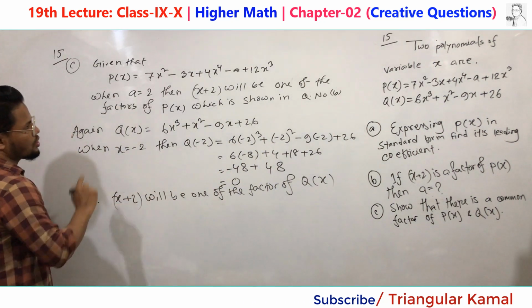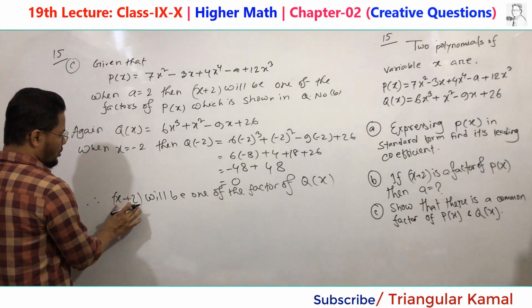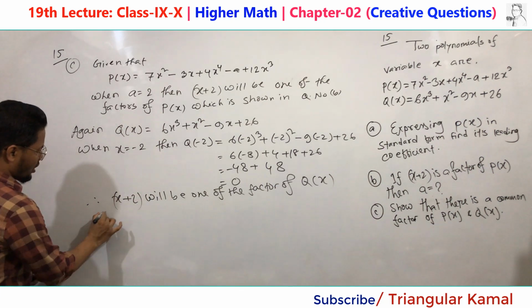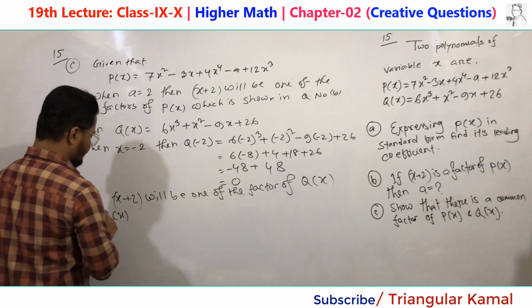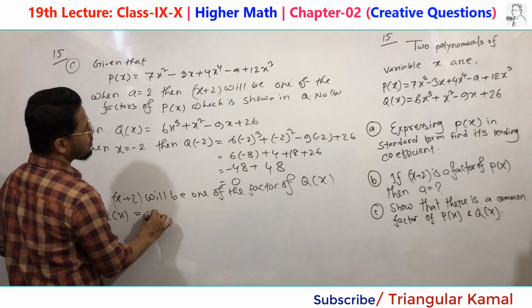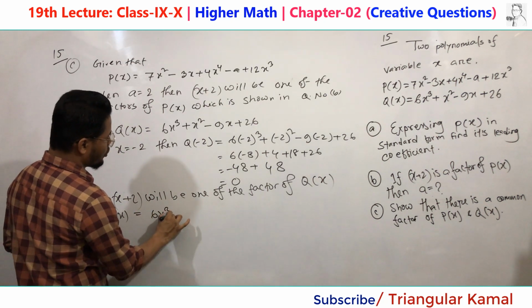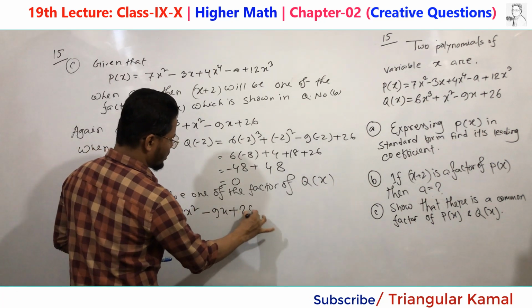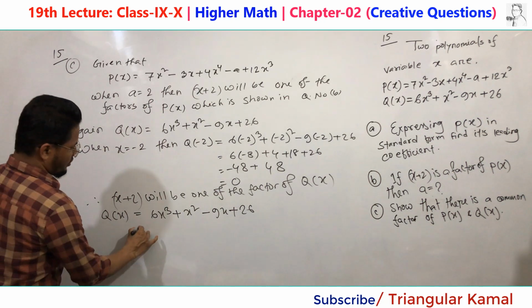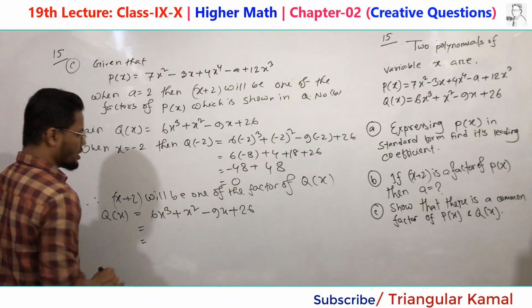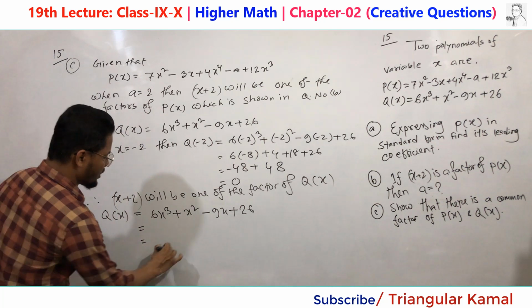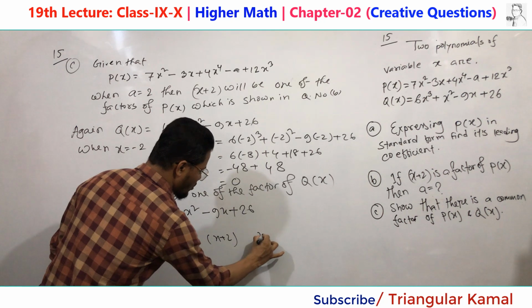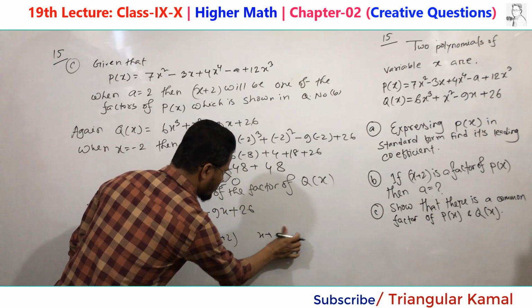So now we will find that x plus 2 is a factor of q of x. Okay, now here q of x equals 6x cube plus 2 times x square minus 9x plus 26. So we can write here the third line before the second line. So x plus 2, x plus 2, x plus 2.